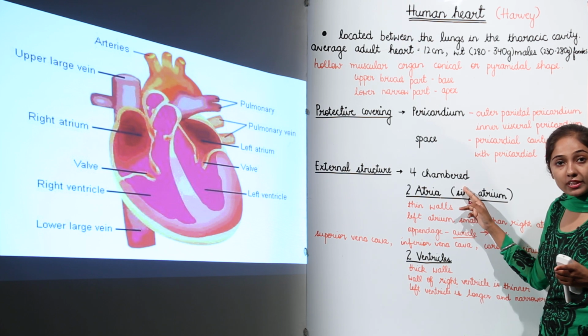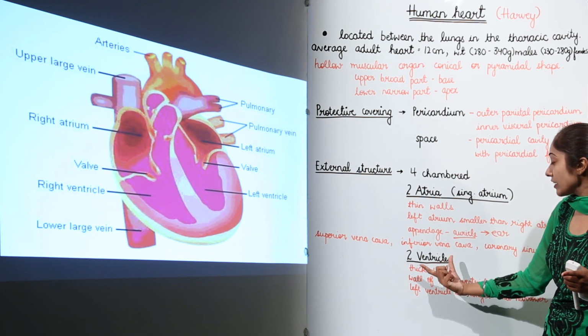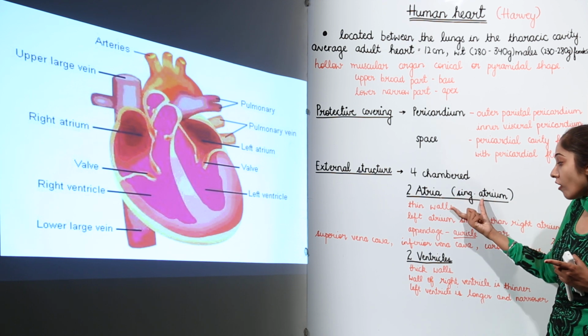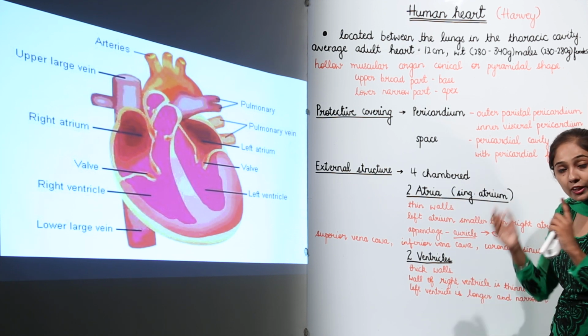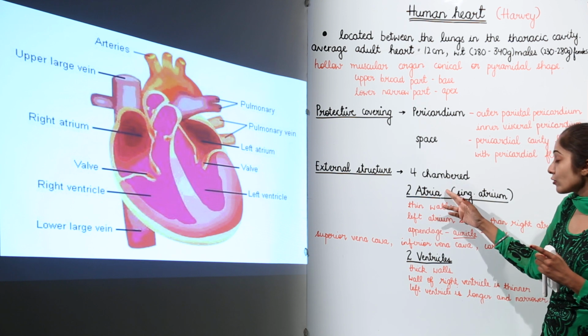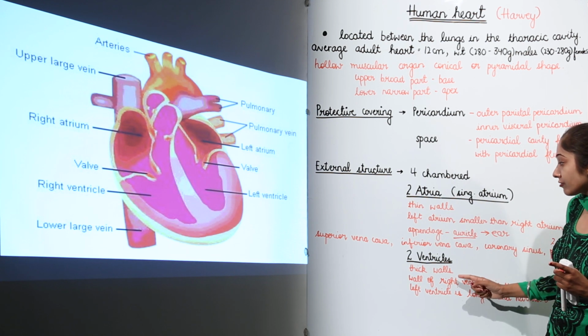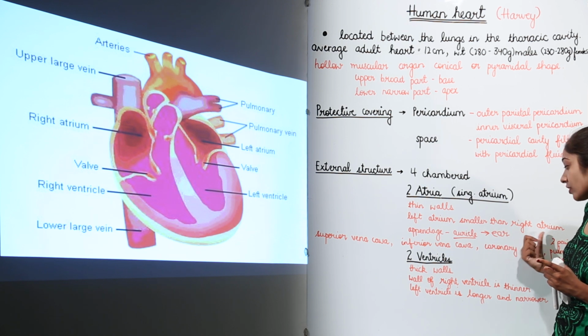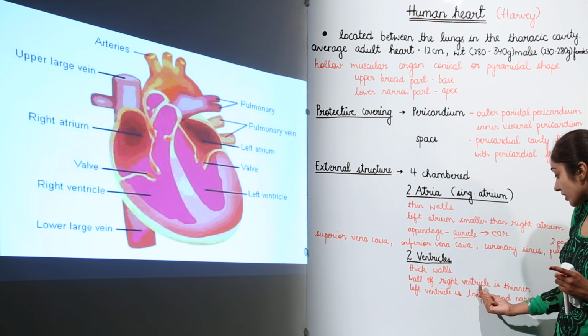The heart is 4-chambered, meaning we have 2 atria and 2 ventricles. Singular is atrium. The atria have thin walls while the ventricles have thick walls. Here you can make out the difference also. The left atrium is smaller than the right atrium, and the wall of the right ventricle is thinner.